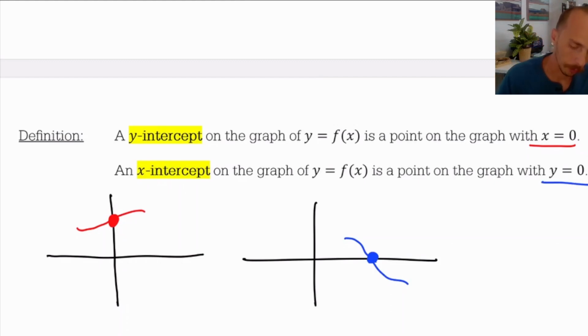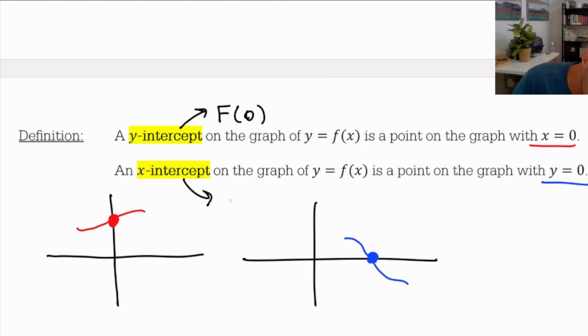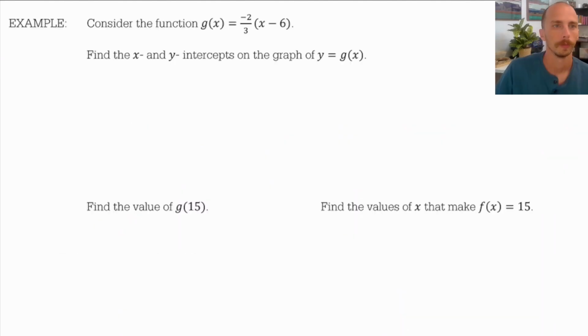And equivalently, if you're asked to find the y-intercept, what you're going to think to yourself is, find the value of f of 0. And for an x-intercept, you're going to solve the equation f of x is equal to 0. And that's something that we're going to do regularly in this class. So if we're confronted with a function like g of x equals negative 2/3 x minus 6, and they ask us to find the x and y-intercepts on the graph, we're going to find g of 0, and we're going to find the solutions to the equation g of x equals 0.